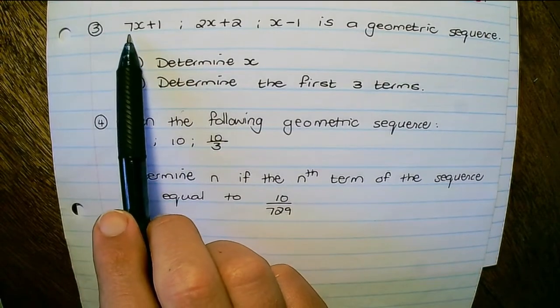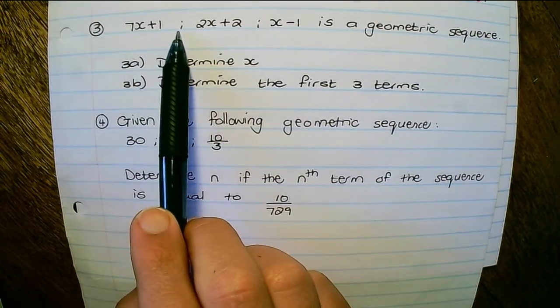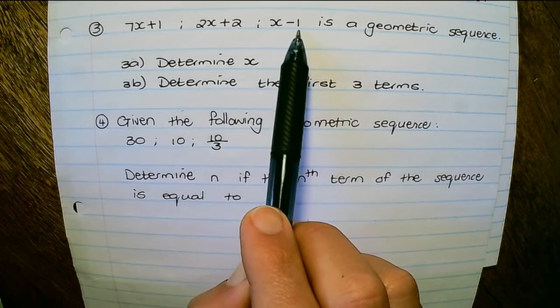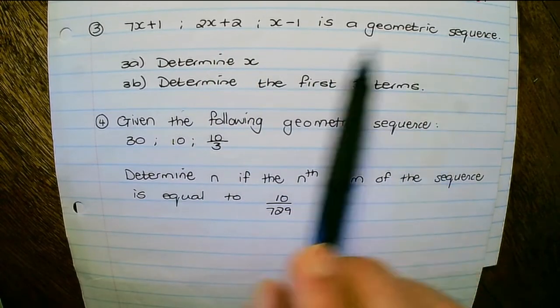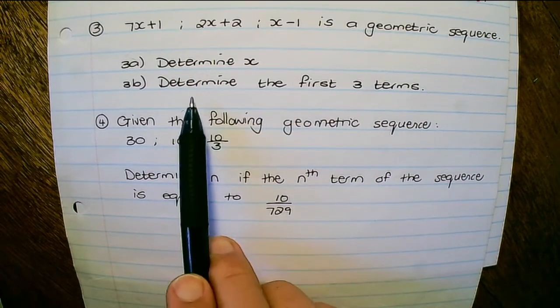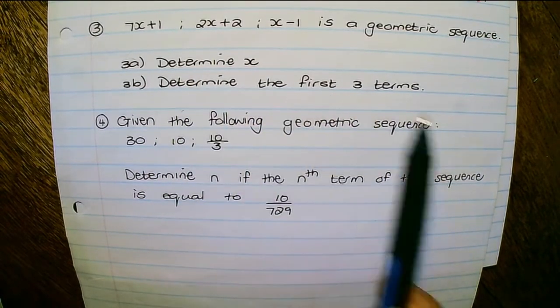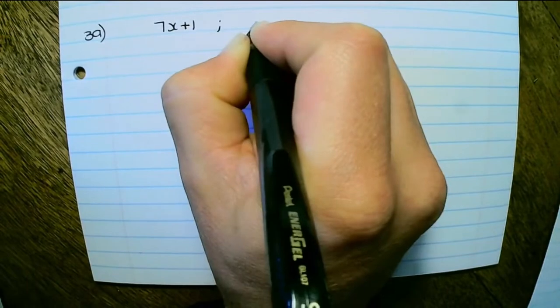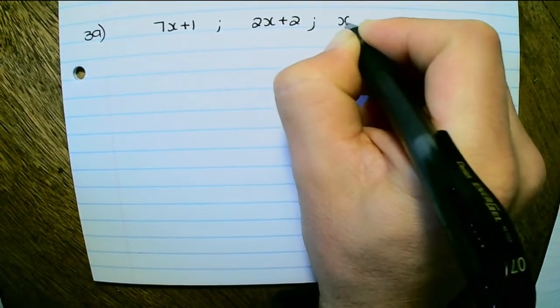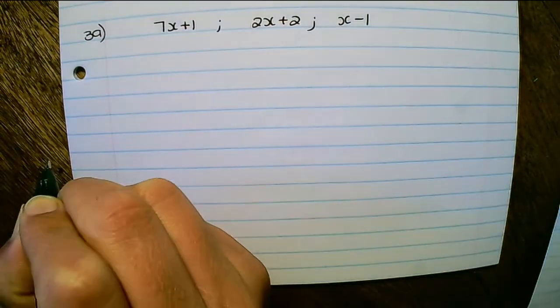Third question: we have 7x plus 1, 2x plus 2, x minus 1 is a geometric sequence. And the question is, determine x, and thereafter determine the first three terms. So we have 7x plus 1 as our first term, 2x plus 2 as our second term, and x minus 1 as our third term.